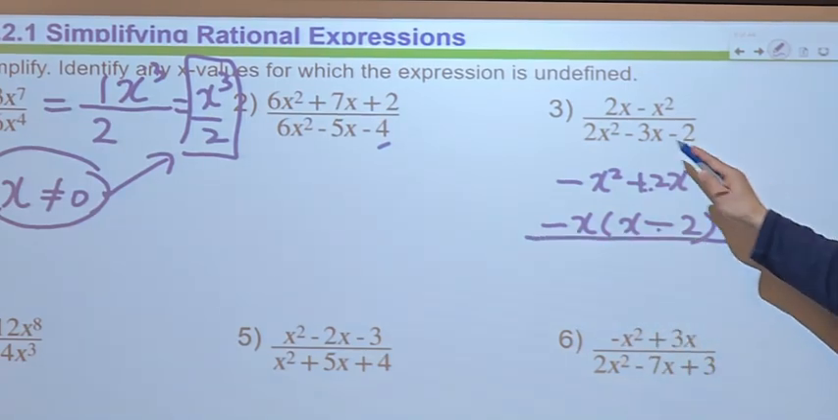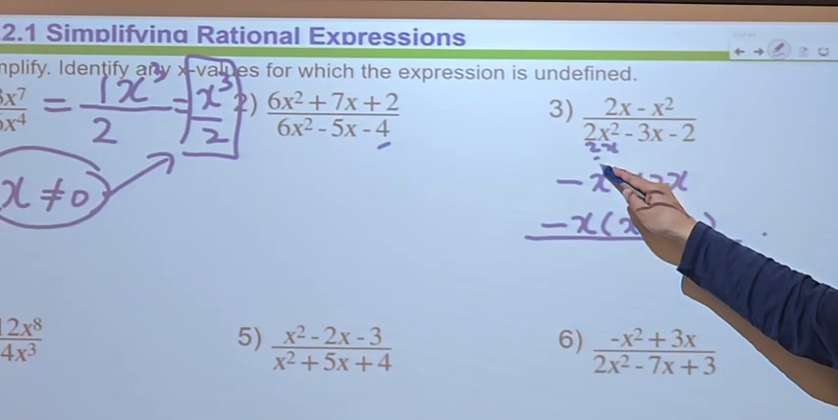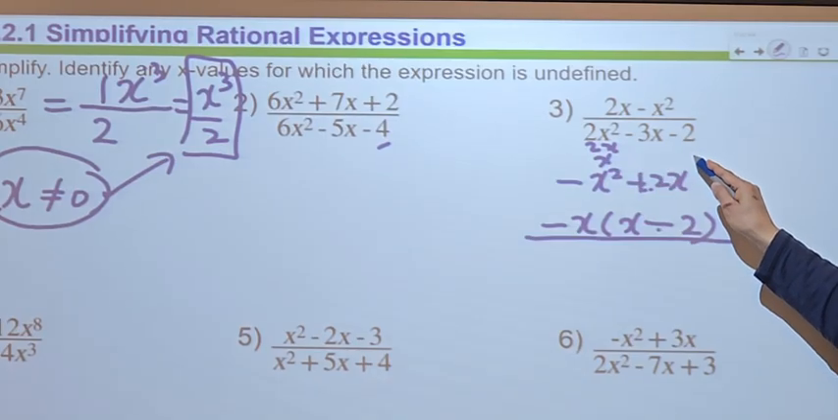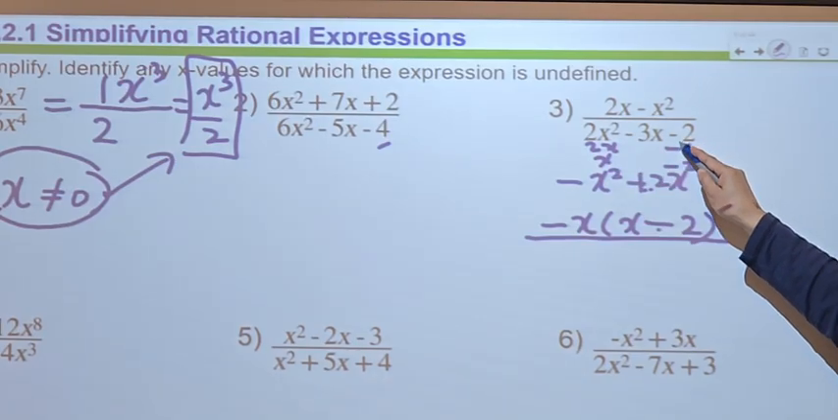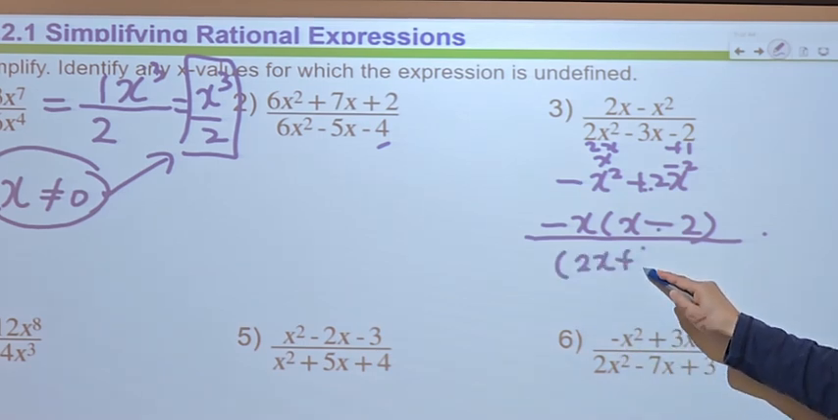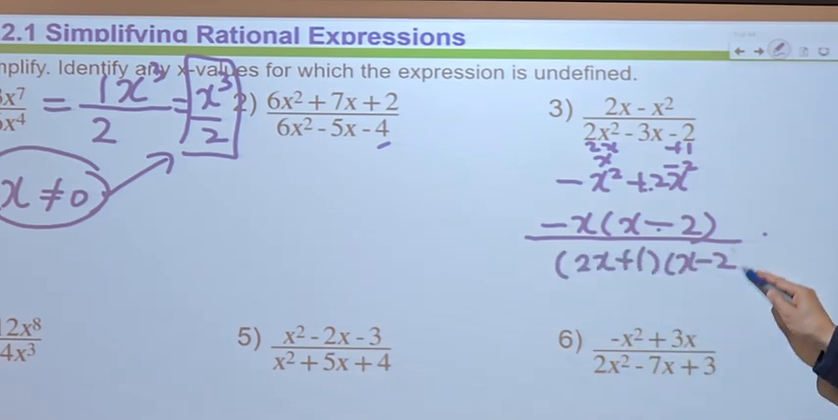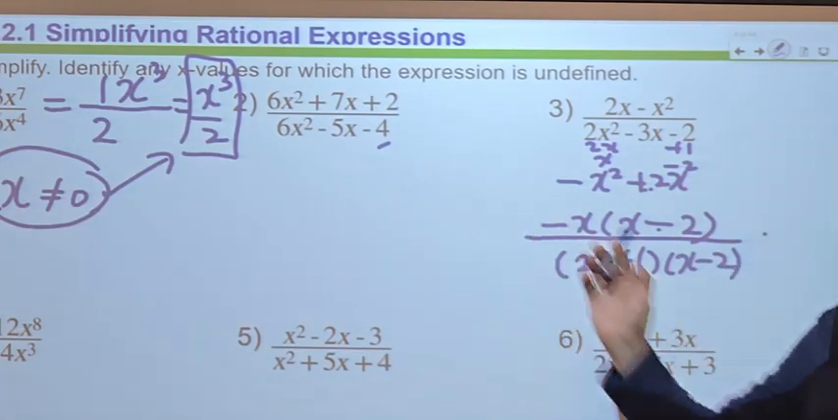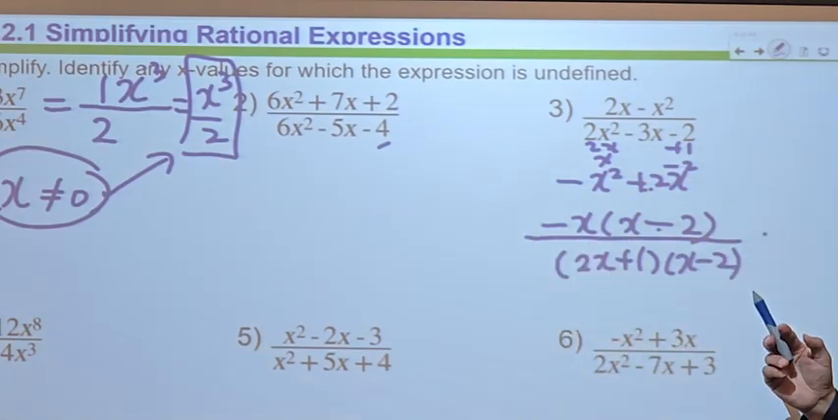And the denominator, I can factor it, but I can factor it this way for now. So 2, 1, this is negative. So if we factor this one, 2x plus 1, x minus 2. But the way I taught you, we did practice this too, right? You can factor it that way, okay? I did it in a faster way.